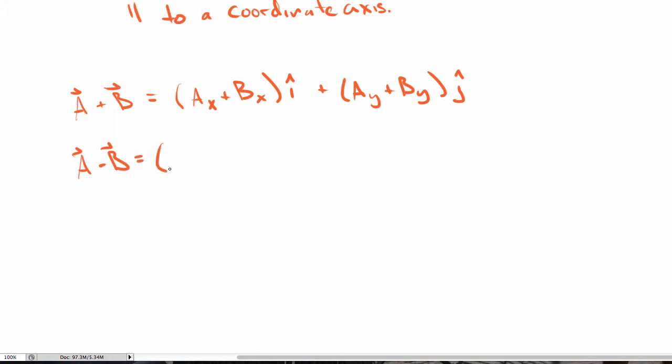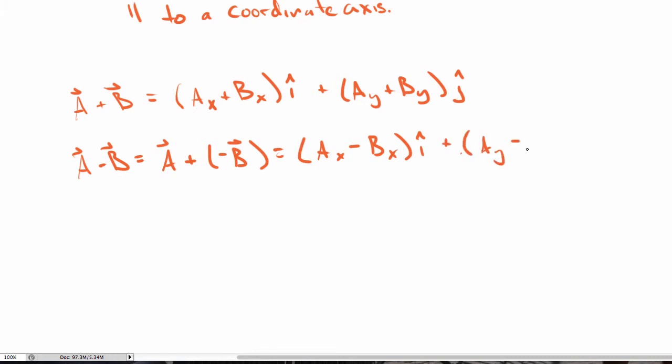And when I'm doing subtraction, you want to note that a vector minus b vector is equivalent to a vector plus the opposite of b vector, right? So what I get then is something quite similar to my above equation, where I get (ax minus bx) in the i hat plus (ay minus by) in the j hat. So this is the general form of how we write down vectors and how we do vector math.